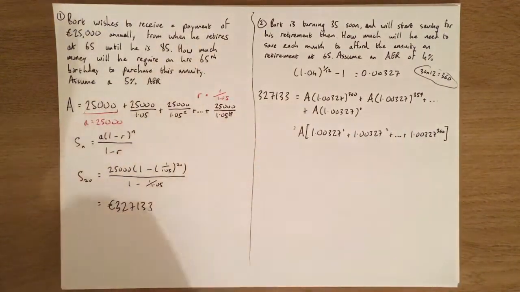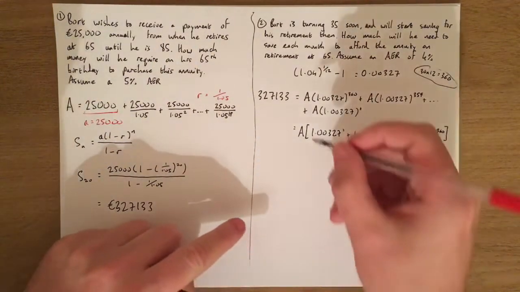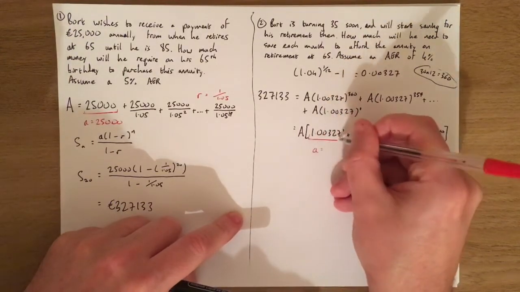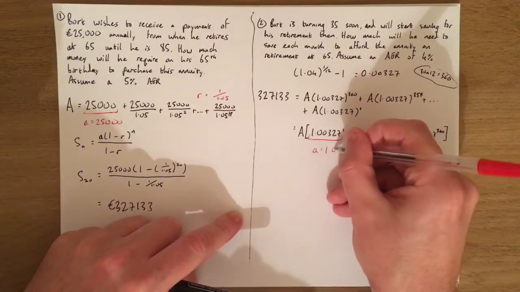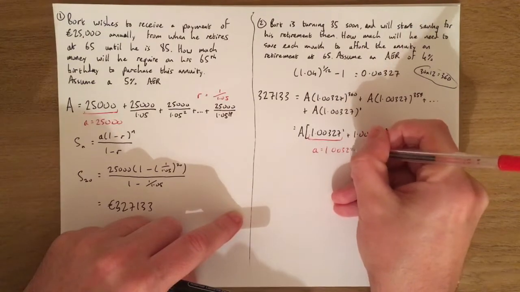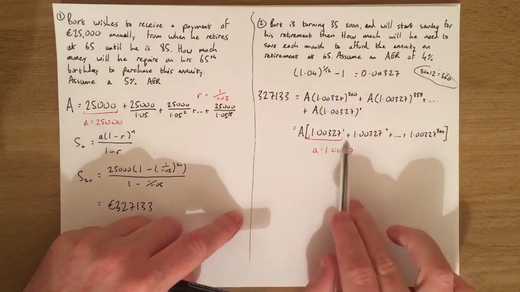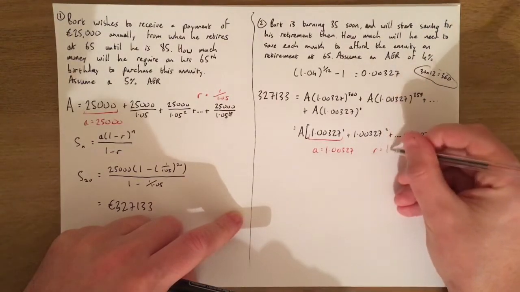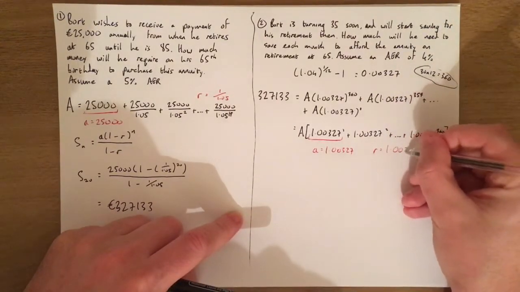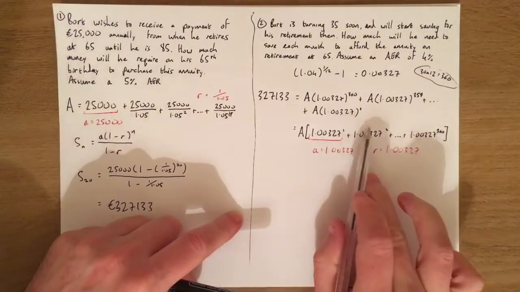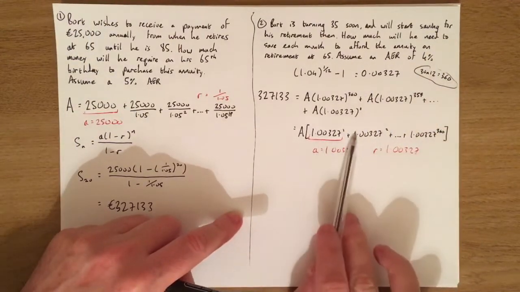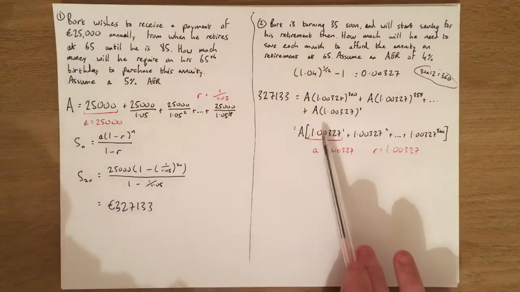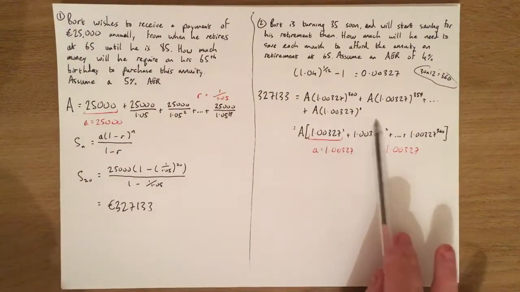So inside that square bracket, then you've got a geometric series. So your first term a is just 1.00327. And what are you multiplying by to get from term to term? It's 1.00327. The power is just increasing every time. That's the only thing you've got left in this series, is because you factorized all the A's out, you're just left with the 1.00327. So it's increasing every time.